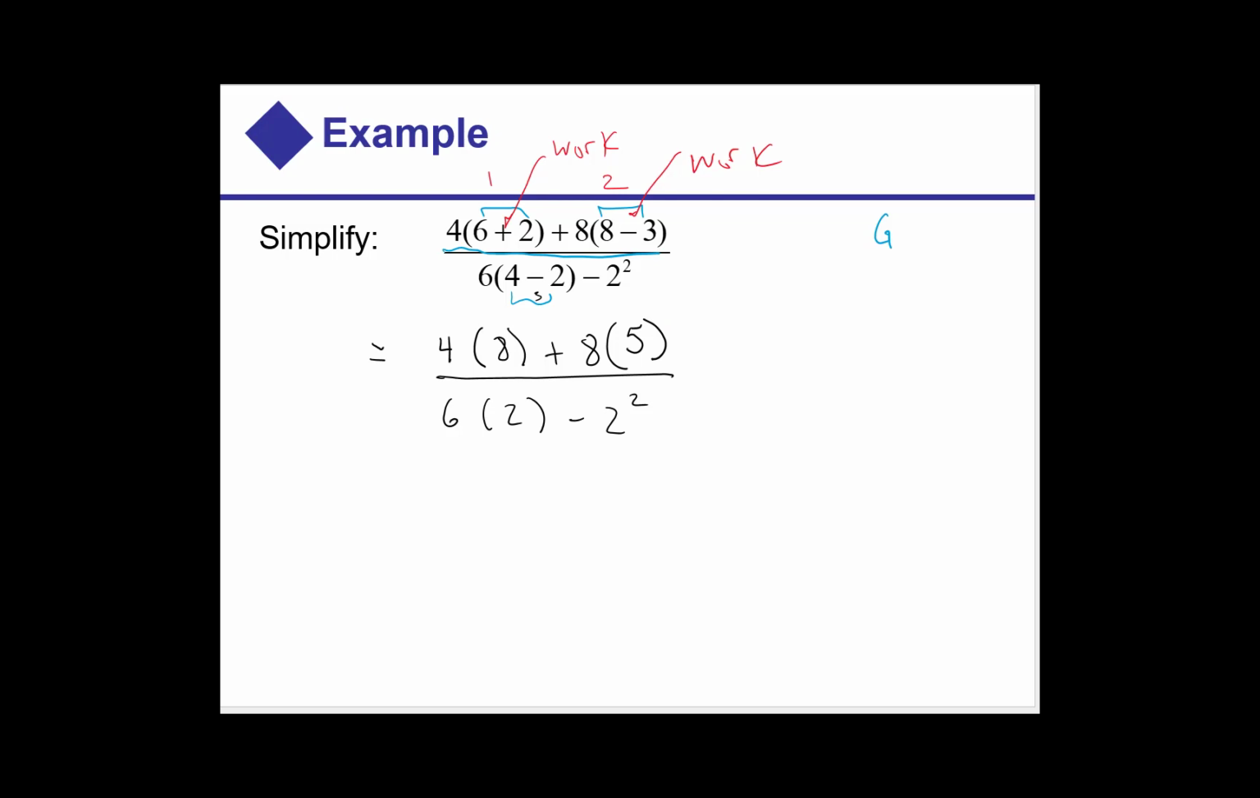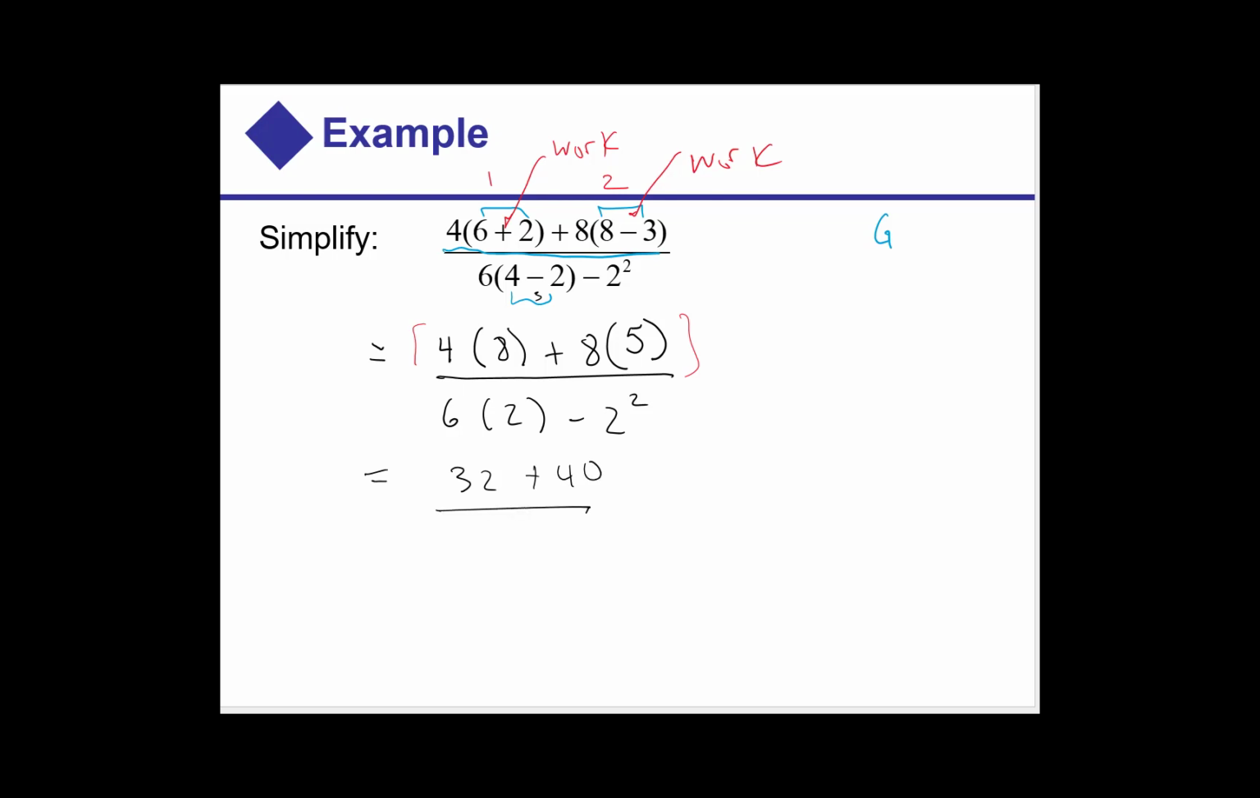Okay, next. Are we done with all our groups? The answer is no. We haven't finished the groups yet because remember, the top is a group. We got to finish that. So let's do that. In the top, it's 4 times 8. It's 32. In the top, there's an add, and I have to wait on the add because I have this multiply to do. 8 times 5 is 40.